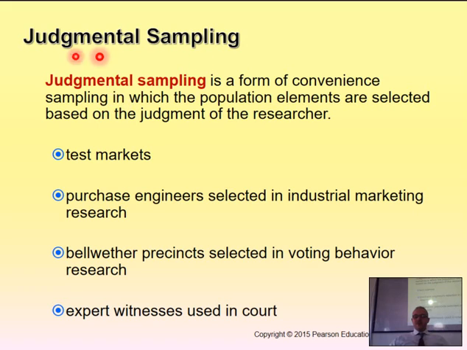Now next is judgmental. Judgmental sampling is a form of convenience, so judgmental is also a convenience type. They're selected based on the judgment of the researcher. So you are the researcher, you decide: I want this person, I want that person.